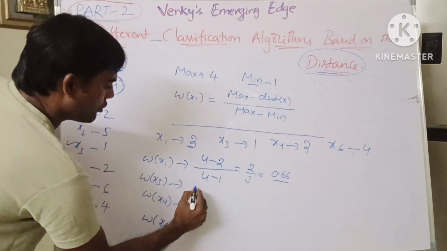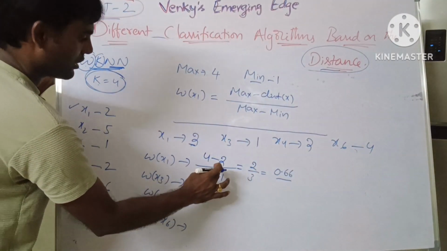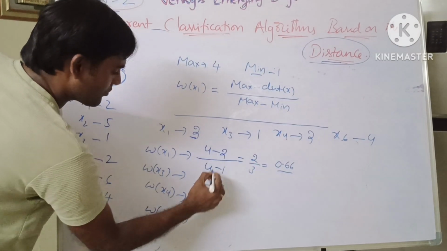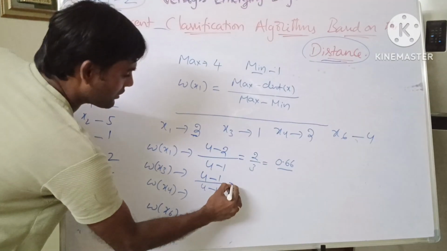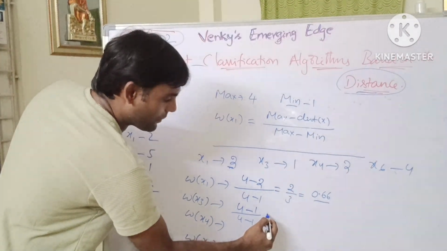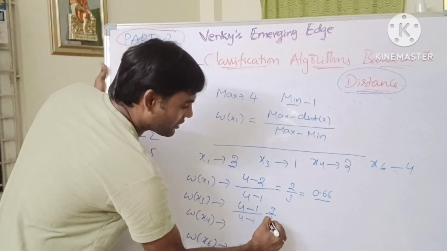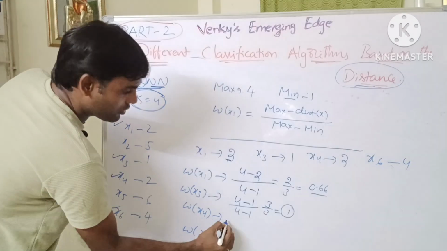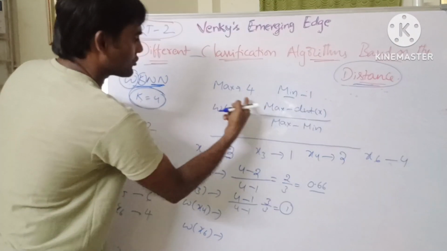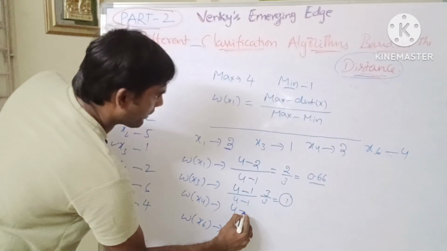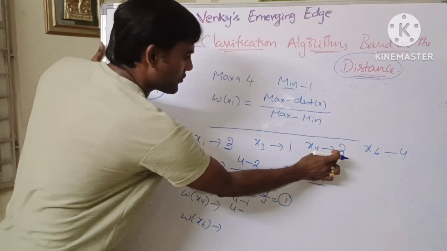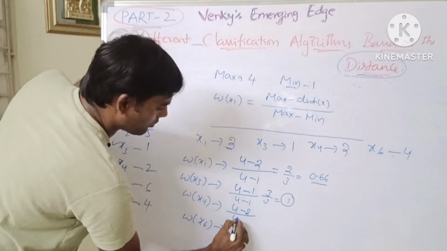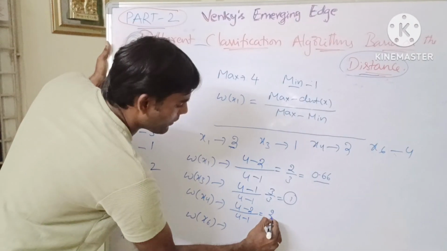W of x3, the same. What is the max value? 4 minus the distance of x3, which is 1, divided by 4 minus 1. Then 3 by 3, so we get 1 only. What about x4? What is the formula? Max, what is the max value? 4 minus distance of x. What is the distance of x? 2, divided by max minus min. So 4 minus 1, that means 2 by 3.